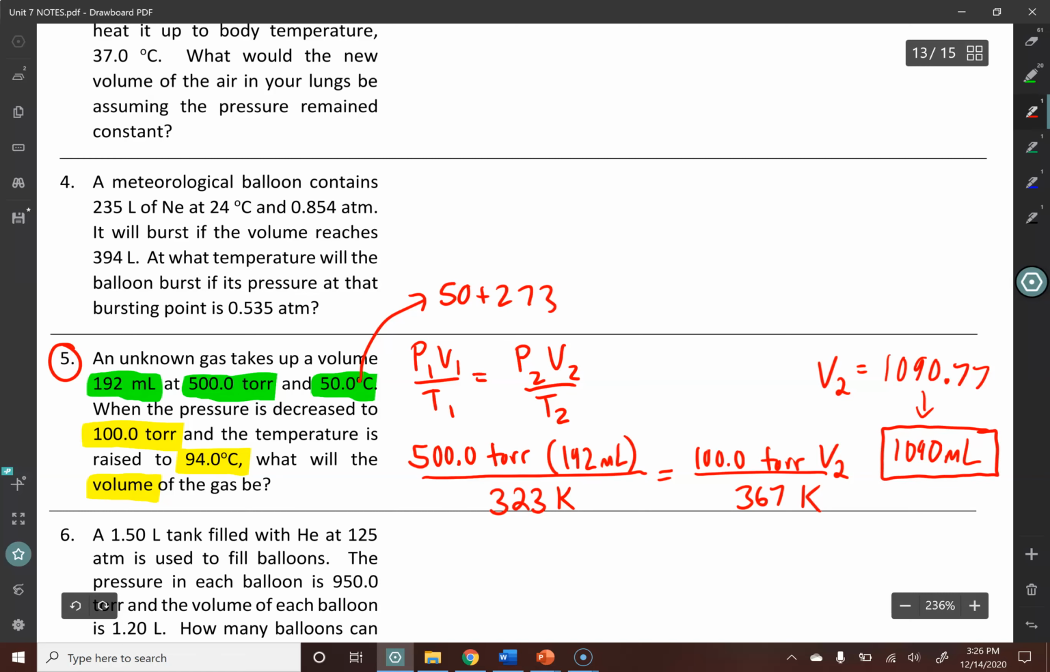That's it. All right, obviously you've got questions on that page to practice with. I would really recommend doing so. Make sure that you know when to use the full, complete combined gas law and when just to use one of the derivatives of this to solve problems.